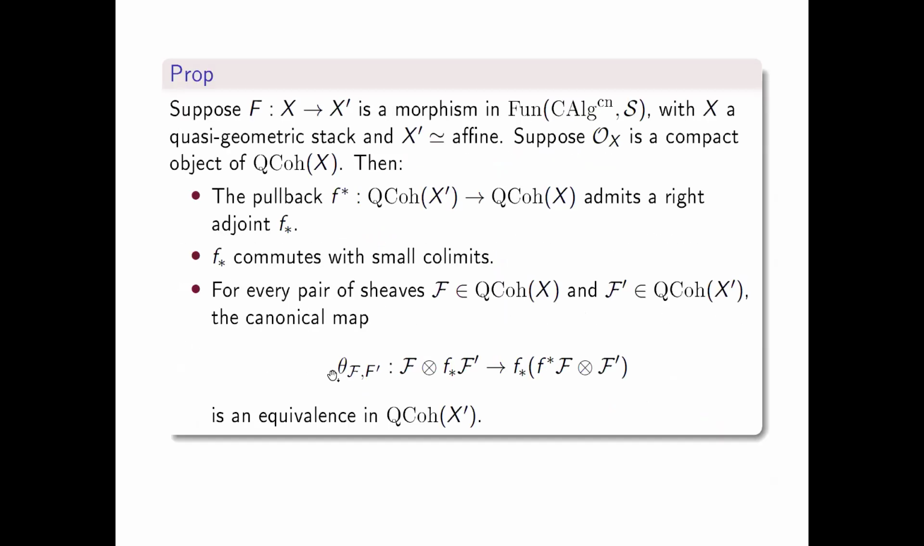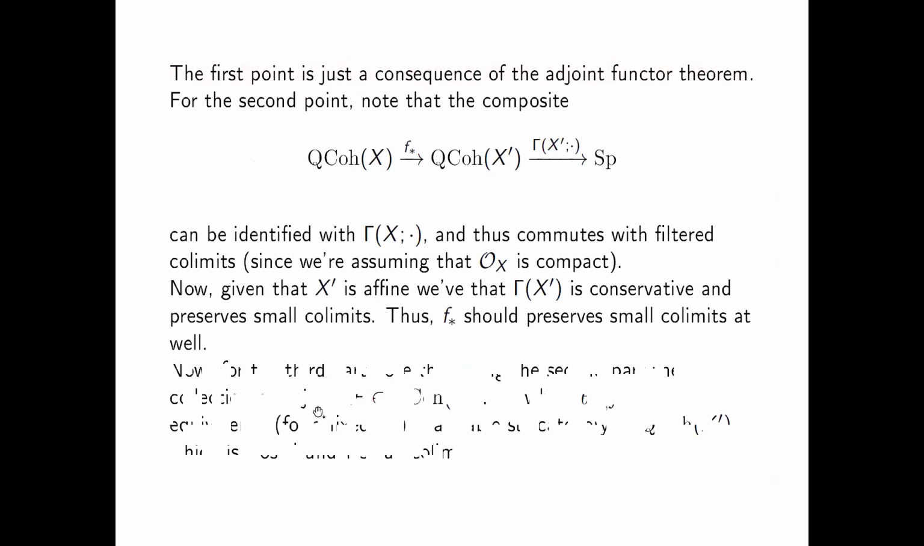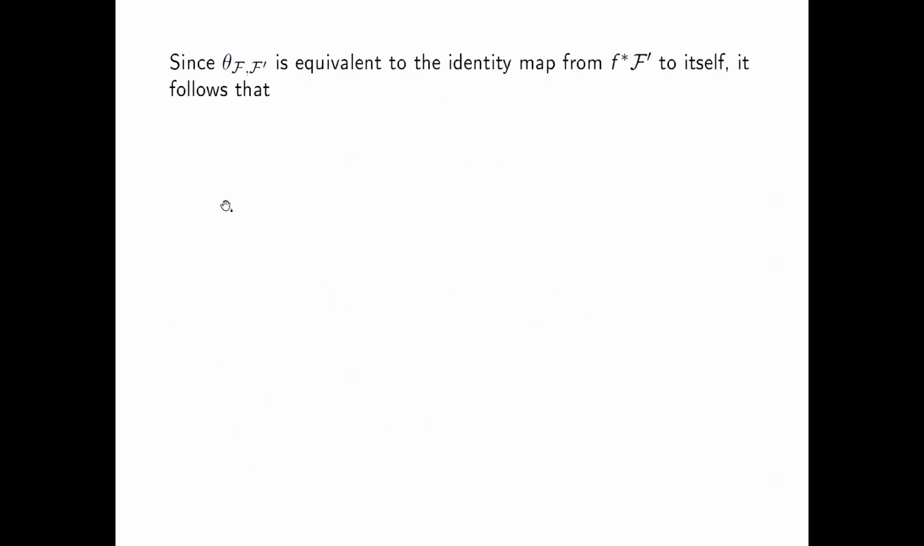It's this theta. So this is an equivalence in Q bar X dash. So for the third part, using the second part, the collection of objects F in Q bar X dash for which this is an equivalence is a stable subcategory of Q bar X dash, which is closed under small colimits.